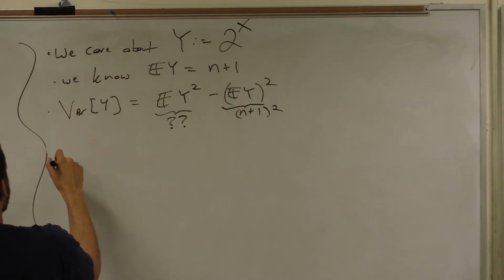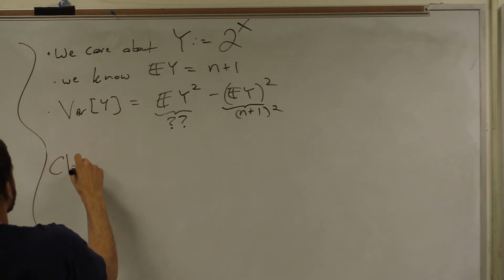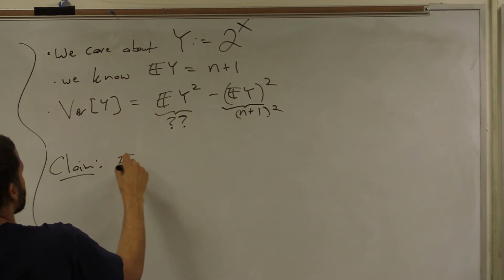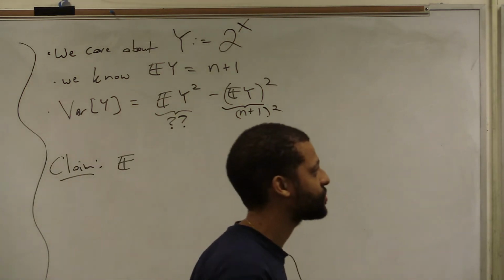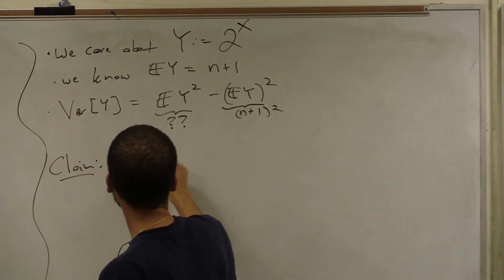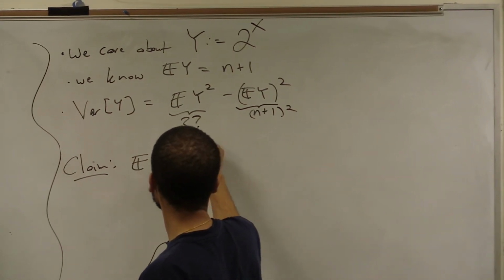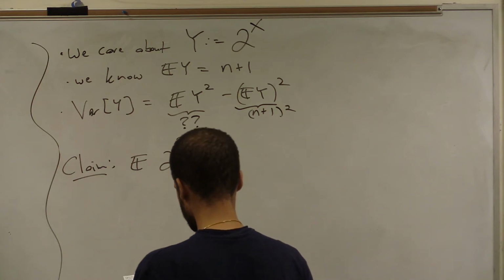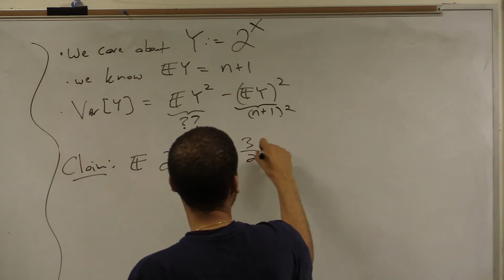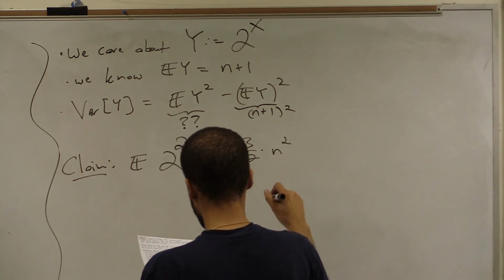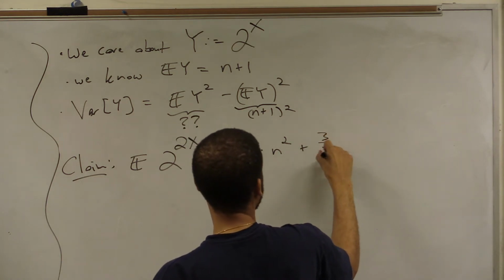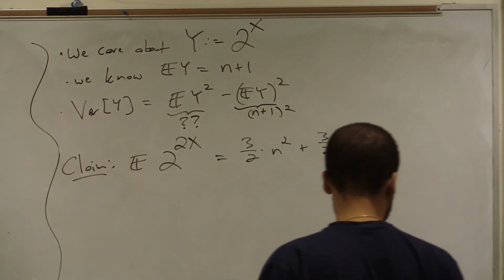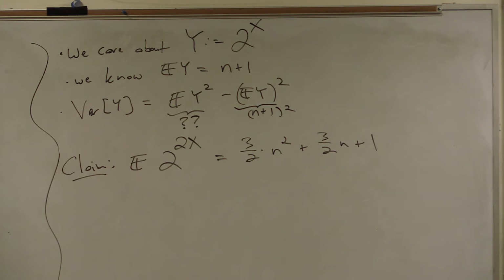So, claim: the expectation of 2 to the x squared, which is the same thing as 2 to the 2x, is equal to, and it's something funny looking, 3 halves n squared plus 3 halves n plus 1. Okay. So let's prove this.